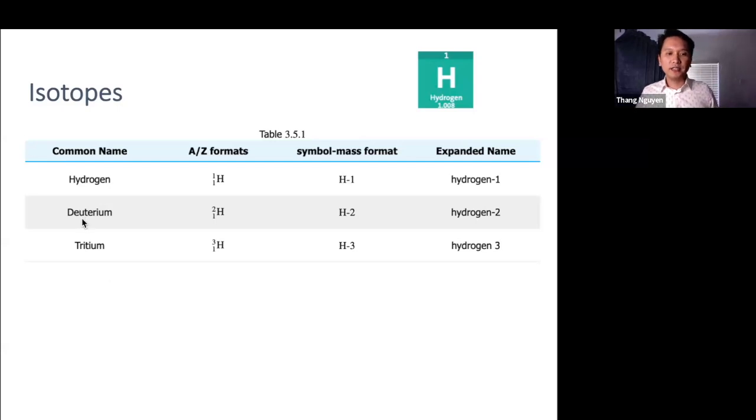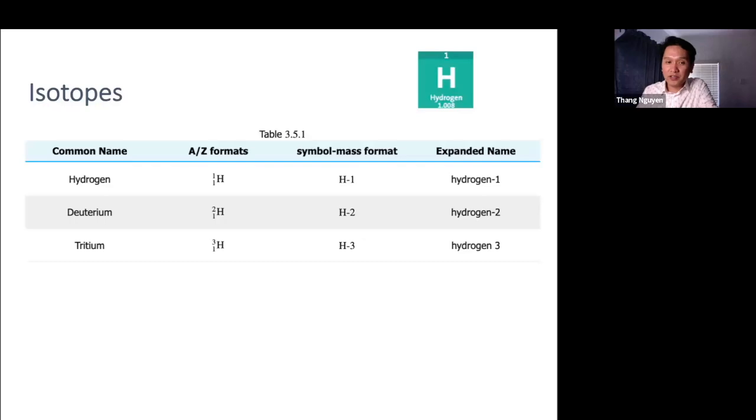What about deuterium, which also has 1 proton? It is also considered an isotope of hydrogen, but its mass number is 2, which tells you it has 1 neutron, right? Let's do it again. Tritium, also atomic number 1.